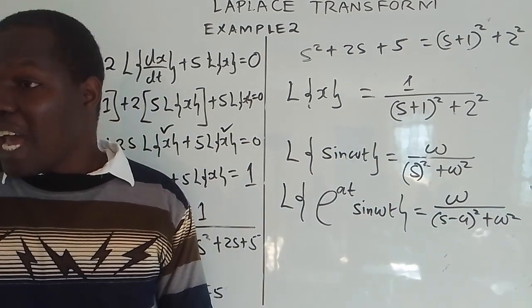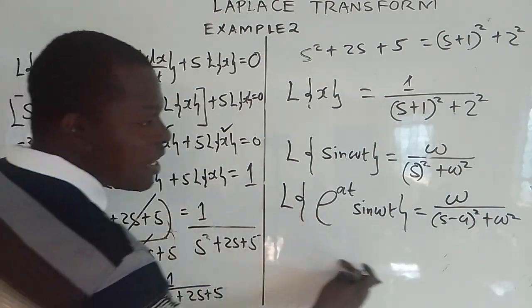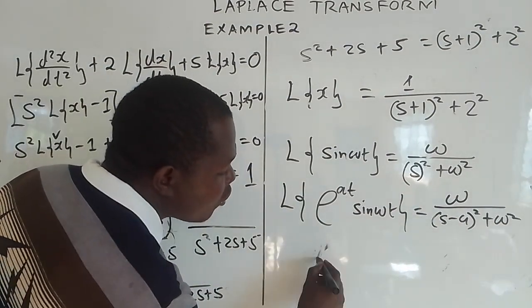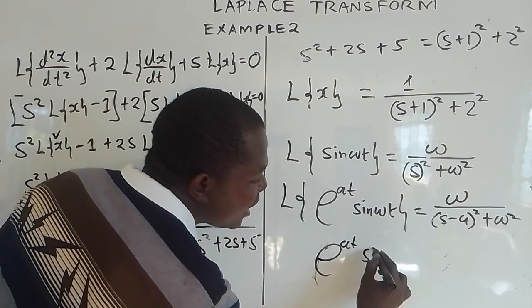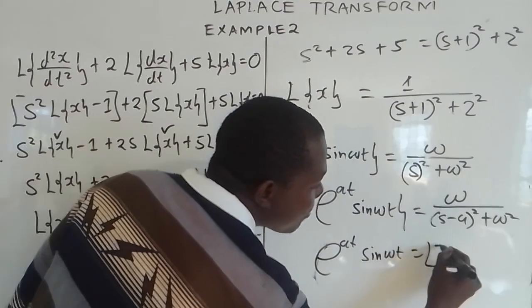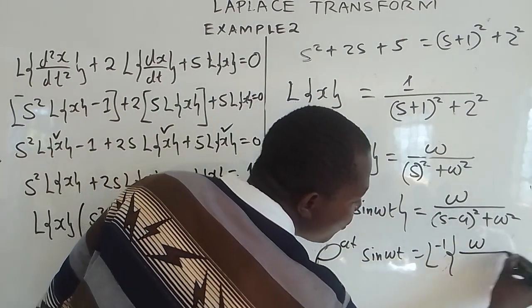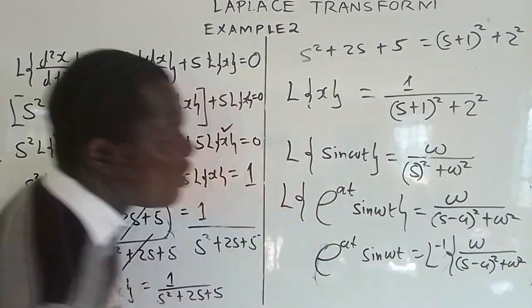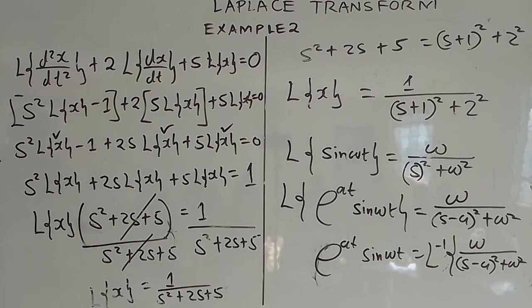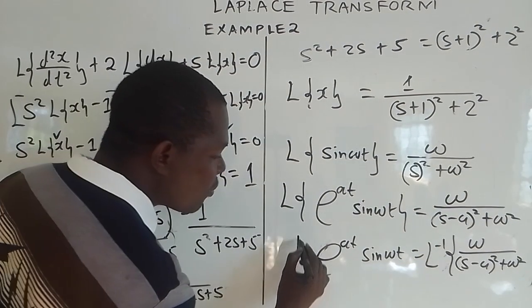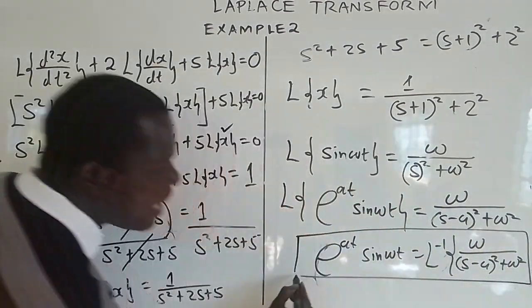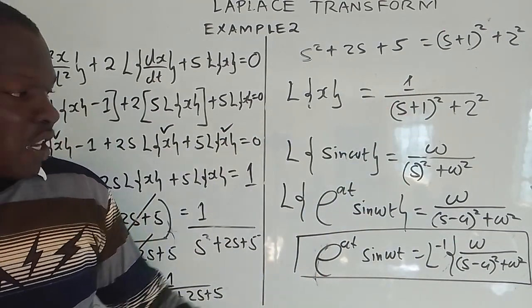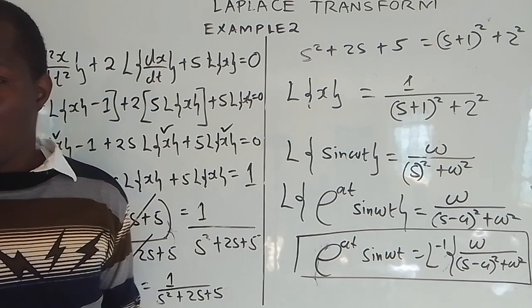of a function which applies, isn't it? Meaning if you take Laplace to the other side of the equation, you will find that this side you remain with exponential at sin wt to be Laplace inverse of w over s minus a squared plus w squared. Are we together? Now after you found this, you now put this one aside. You know very well that this is what is applying in what you have there.